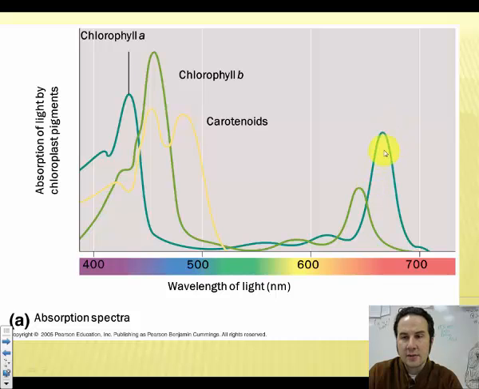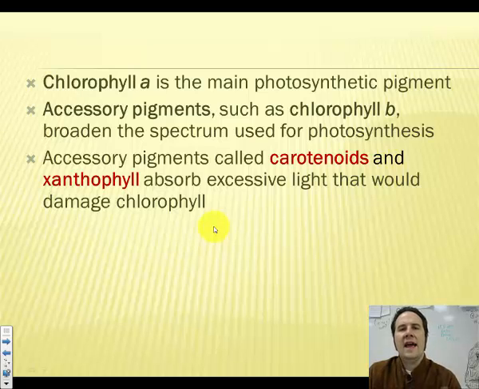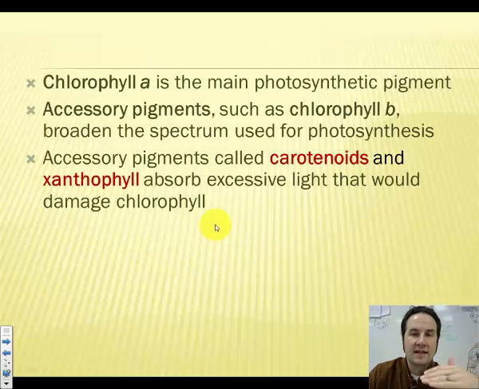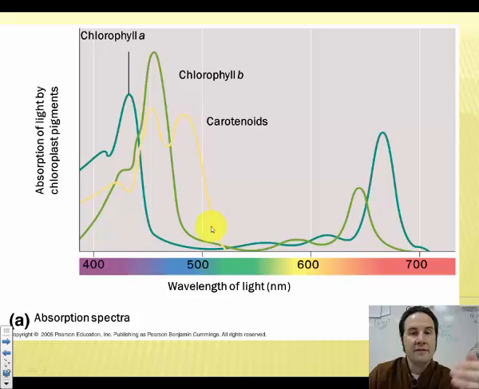They have the highest absorbance over here in the reds, and the highest absorbance over here in the blues and the purples. All right, so chlorophyll A is the main photosynthetic pigment. There are also accessory pigments such as chlorophyll B that pretty much just make that spectrum wider for photosynthesis to occur. I'm going to refer back to the graph. If we had just chlorophyll A, this is the only place we could absorb light. But with chlorophyll B, now we have expanded our absorption spectrum. So we can get more light from different wavelengths.